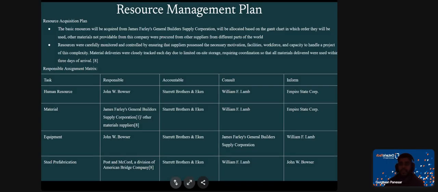On the bottom, we can see the responsibility assignment matrix, which includes the human resources, materials, equipment, and steel fabrication. The person responsible for the human resources and equipment was John W. Bowser, who was on the site day to day tracking the progress. Material and steel fabrication were done by contractor companies. Accountable were Stater Brothers and Ekins most of the time, because they're the ones managing the overall project. Then you mostly want to consult William F. Lamb, who was the architect, and mostly you want to inform Empire State Corporation, sometimes William F. Lamb, and sometimes John W. Bowser.